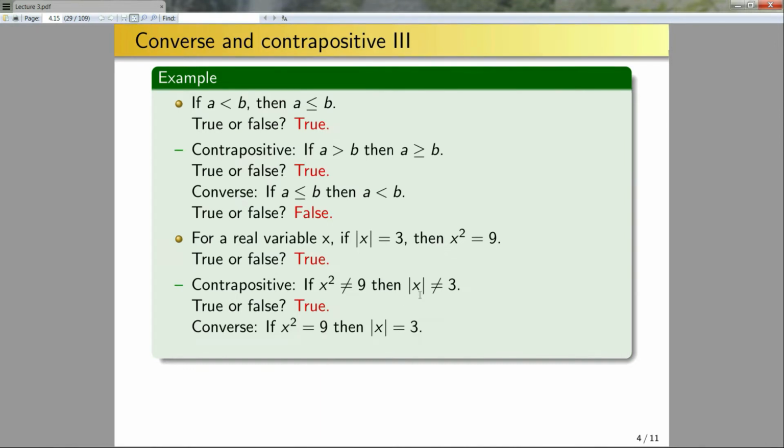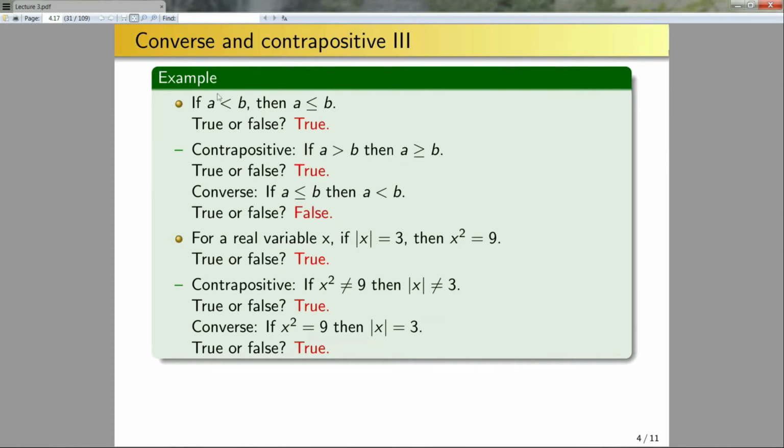Well, for the converse, I again just swap the order of the hypothesis and conclusion. So if x squared is equal to 9, then the absolute value of x is equal to 3. So is this true or false? Well, if x squared is equal to 9, I can take the square root and I get x is equal to plus or minus 3. And when I take the absolute value of that, I get 3, so it's true.